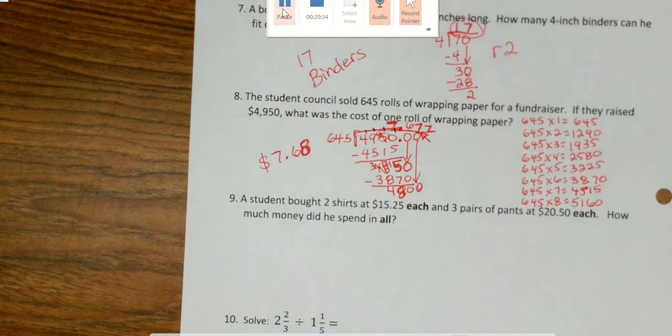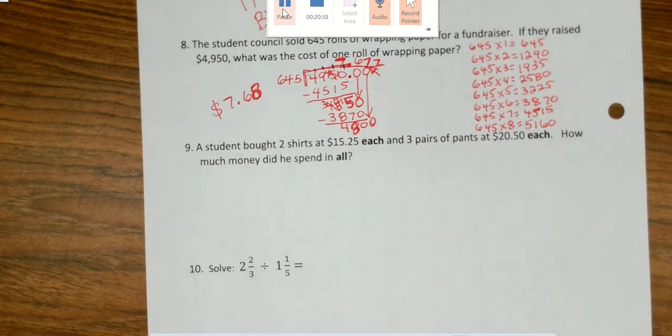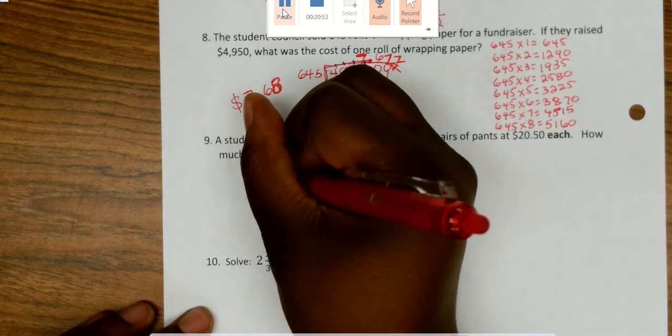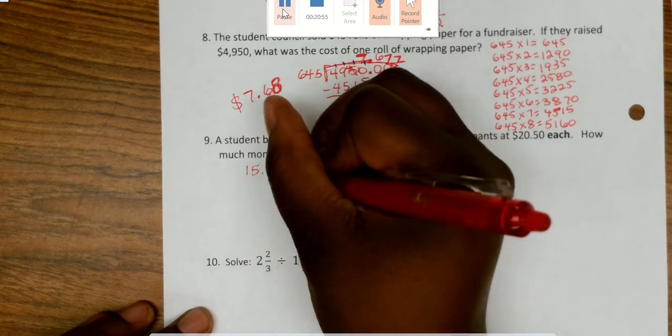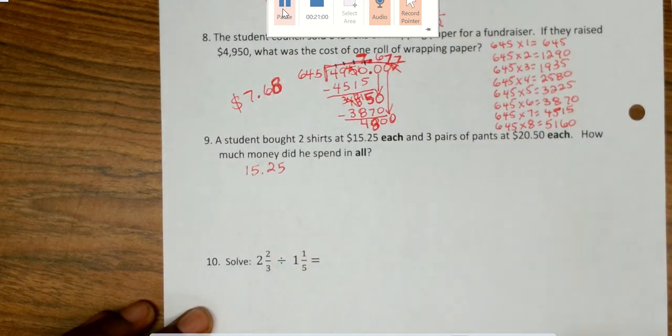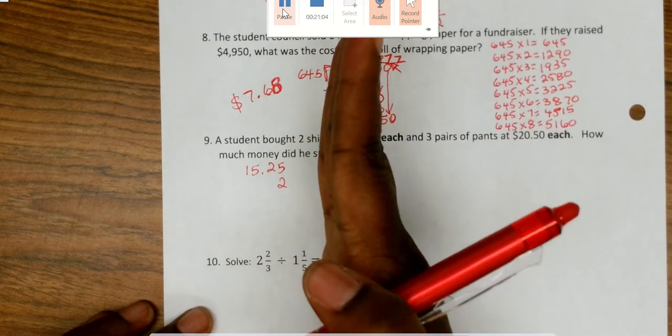So let's look at number 9. A student bought 2 shirts at $15.25 each and 3 pairs of pants at $20.50 each. How much money did he spend in all? All right, so this means that I'm going to be doing some multiplication. So my first thing I'm going to multiply is my $15.25 times 2. Now remember, we're dealing with decimal multiplication, so we don't care where the decimal points are. We're just going to line those numbers up to the right-hand side.